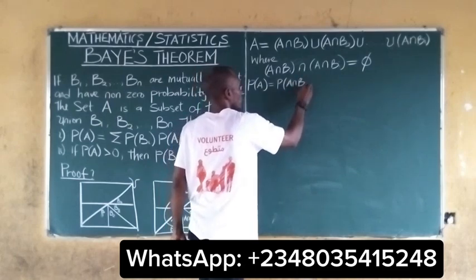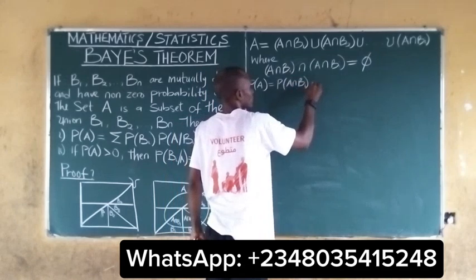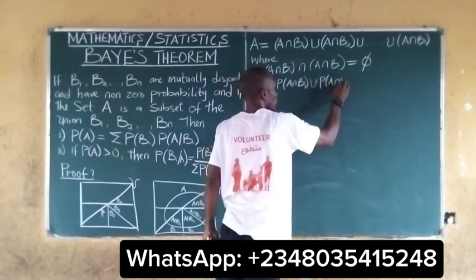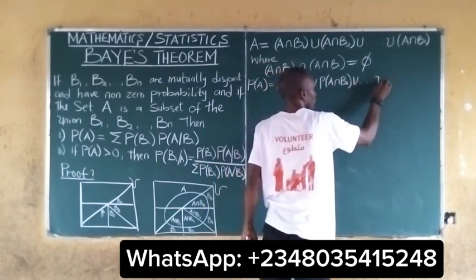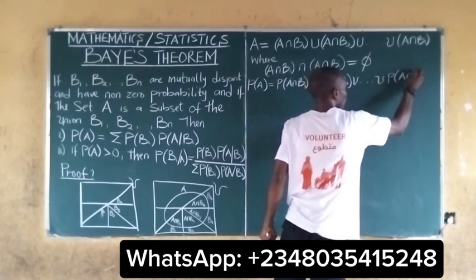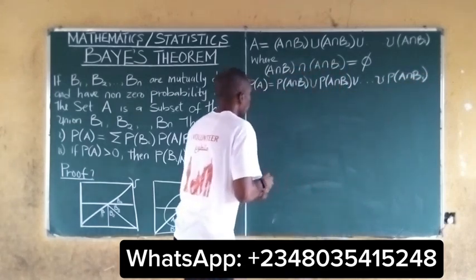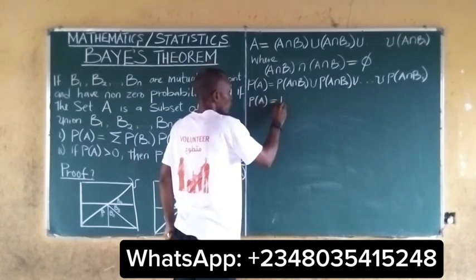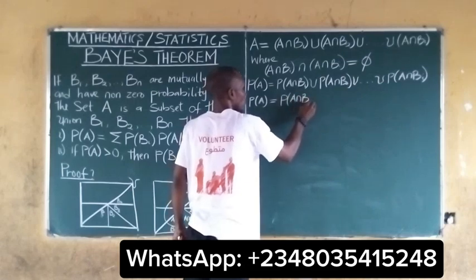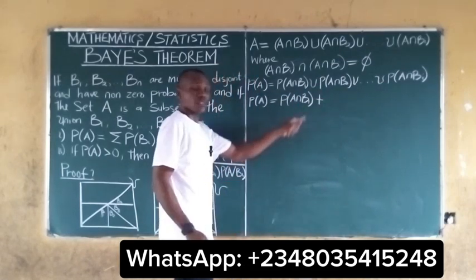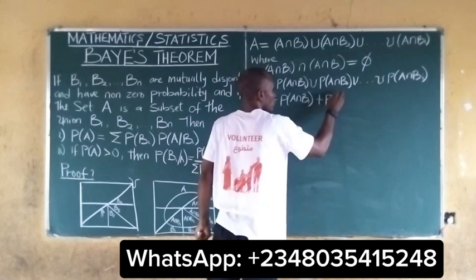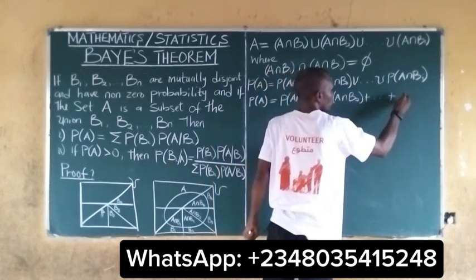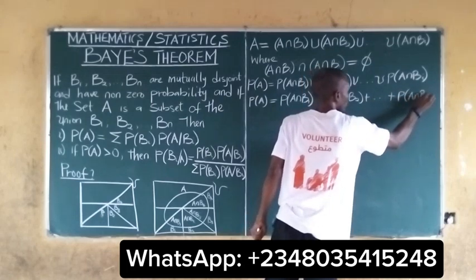So from this set, we have that the probability of A is equal to the probability of A intersection B1 union the probability of A intersection B2 union the probability of A intersection Bi. So since we have it as union here, it then means that the probability of A is equal to the probability of A intersection B1 plus the probability of A intersection B2, plus it continues to the probability of A intersection Bi.